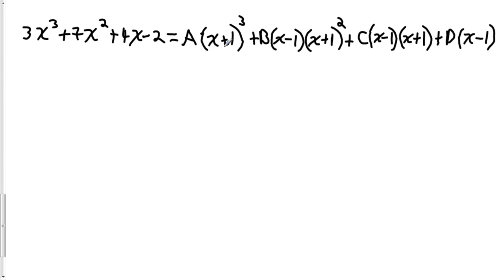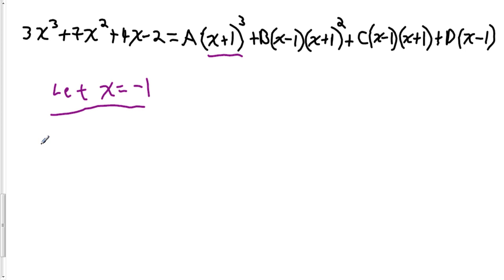We're going to look at each of the factors of the original denominator and ask ourselves what the zero of that factor is. So one of our factors was x plus 1. That factor, x plus 1, has a 0, negative 1. So I'm going to let x equal negative 1 first. That's my first step, okay?